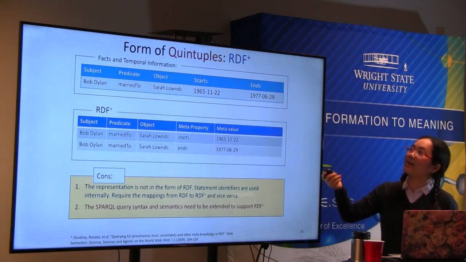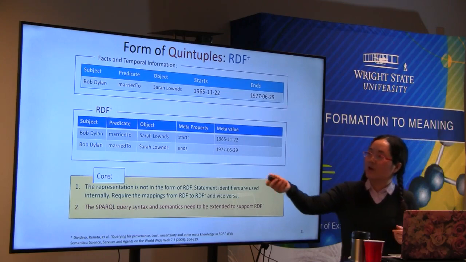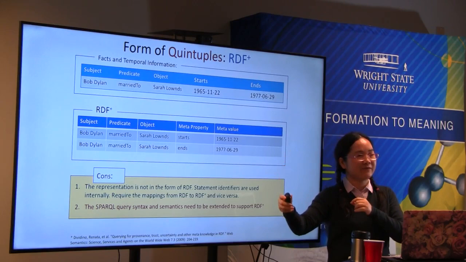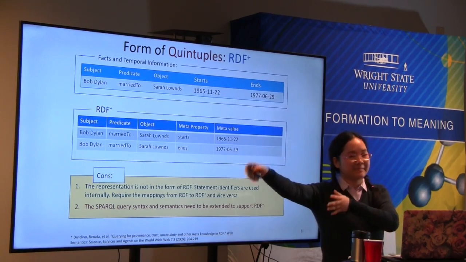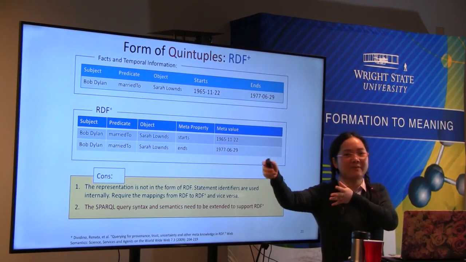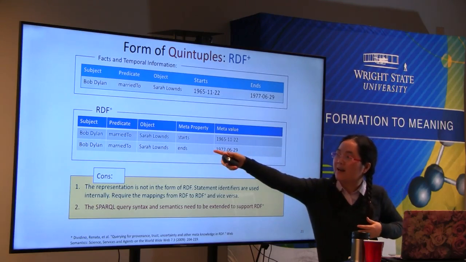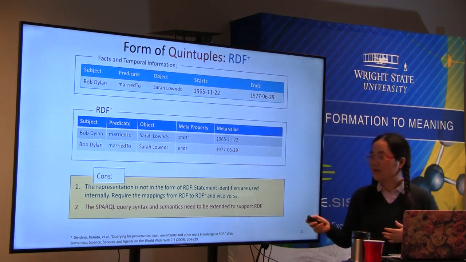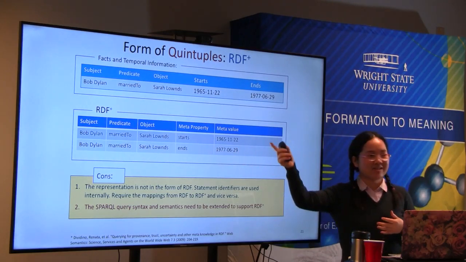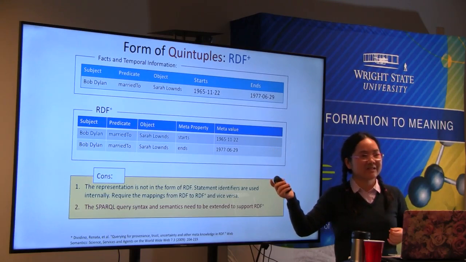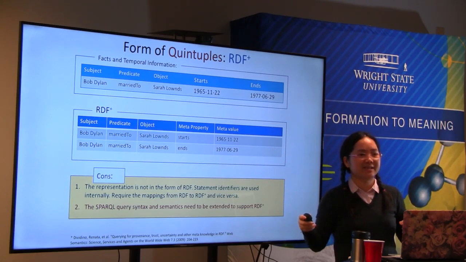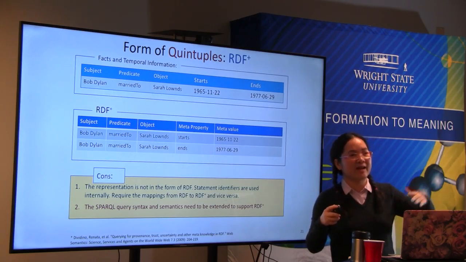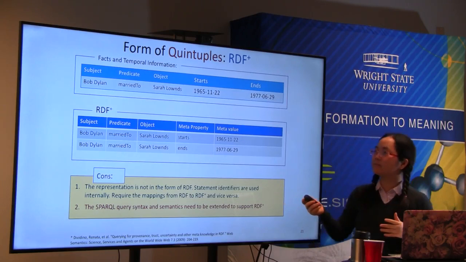And the last category is the RDF star. For the name graph, we add one more column. For the RDF star, we add two more columns, right? If you have two more columns, you want to say the meaning of that, like start and end, so you add a meta property and meta value. So this is the RDF star. The downside of this is it looks intuitive, but everything has to be re-implemented. Even the syntax and semantics of that have to be transformed between the RDF form and the RDF star.